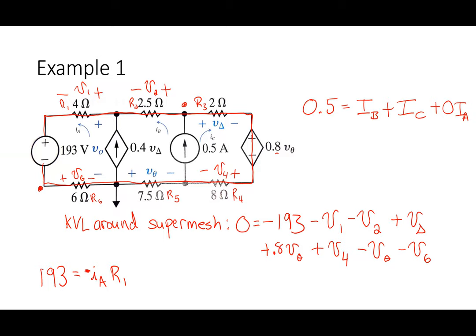So I did this term right here. Now let's do the minus. So I got minus V2. Now what's V2? The way I've defined V2, what's the current going into the plus terminal? IB R2. Yep, IB R2. Like that. Then I get to V delta. So that's already plus. What's the current going into the plus terminal there?